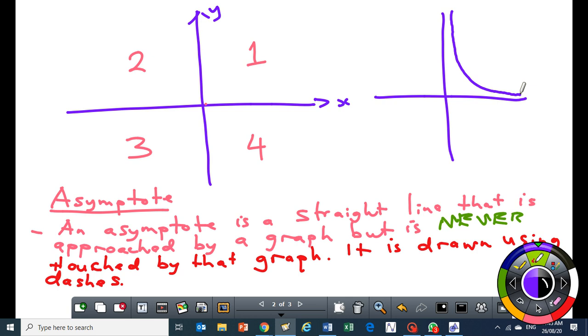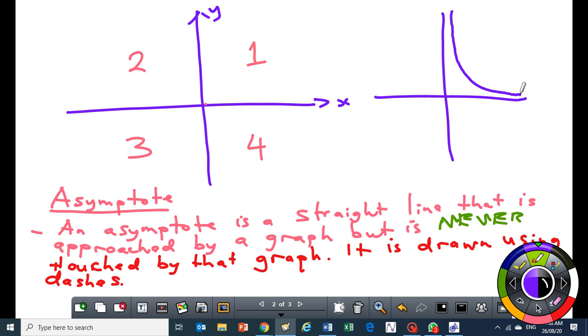An asymptote is a straight line. The x and y axis is the asymptote. This is the curve. Okay? An asymptote is a straight line. Pay attention. An asymptote is a straight line.